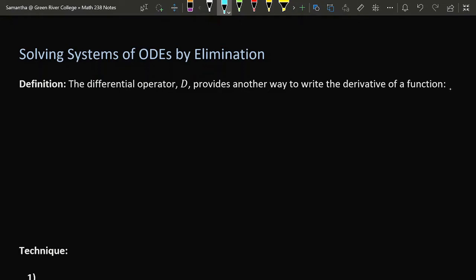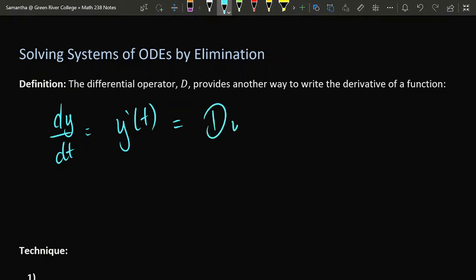Capital D is just another way to express the derivative of a function. We've got about 17 million ways to represent the derivative of a function, and here is one more. For example, if you want to write the derivative of y with respect to t, we have the notation dy/dt. We also have the notation y prime of t. But now we're going to introduce the notation capital D of y. Capital D, the differential operator as applied to y.